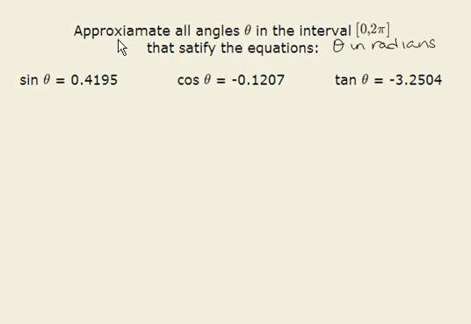In this problem, we're asked to approximate all angles of theta in the interval 0 to 2 pi, where theta is in radians, that satisfy the equations. The first equation is we want the sine of theta to give us the same result as the ratio of 0.4195.